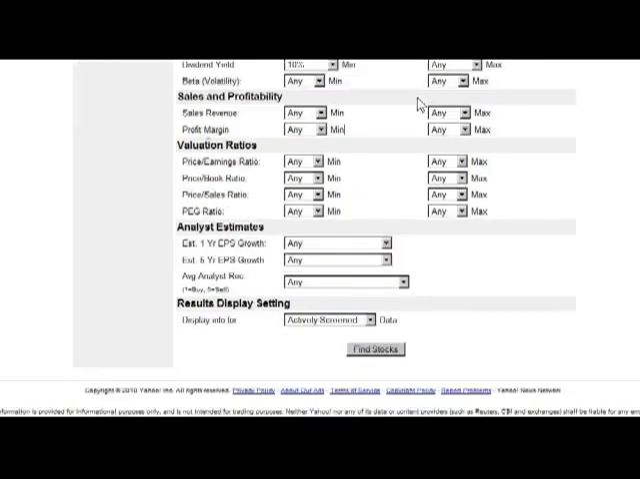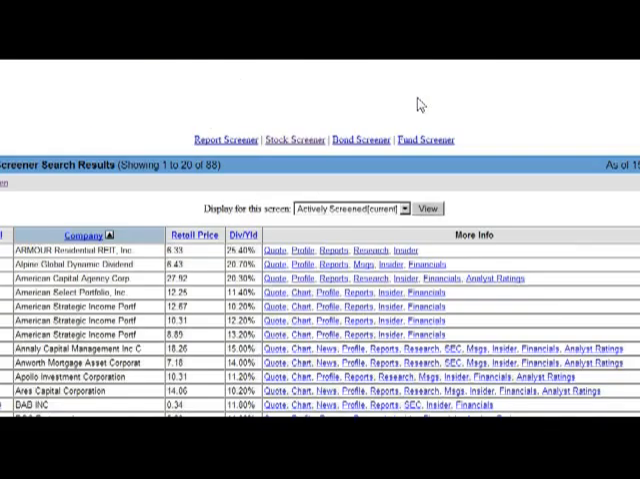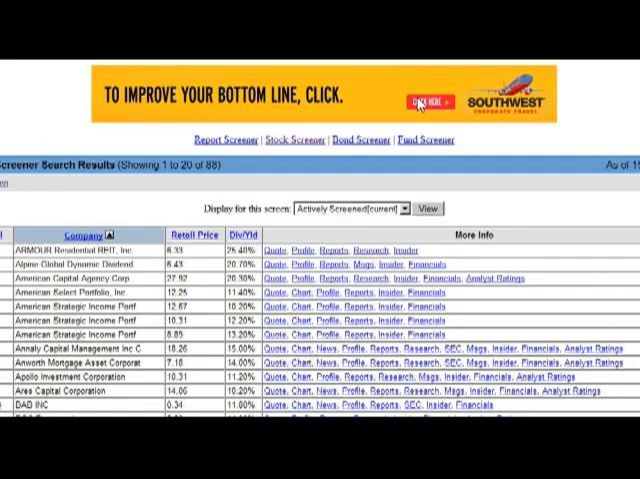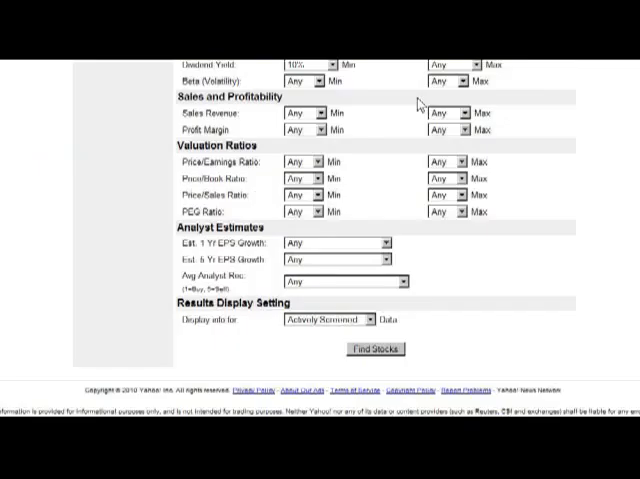So let's find some stocks. Holy cow, there's 88 stocks. Well, that's too many to go through. So let's go back. And the only thing I would change here is I'm going to change my profit margin to 30%. The reason I'm doing that is because if a company has got a 30% profit margin, they're probably not going bankrupt anytime soon. So that's the only thing we changed. And there's still 59 stocks. But that's okay. We're not going to go through all of them.